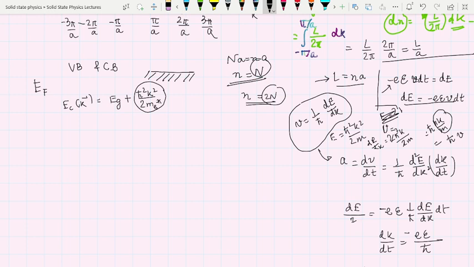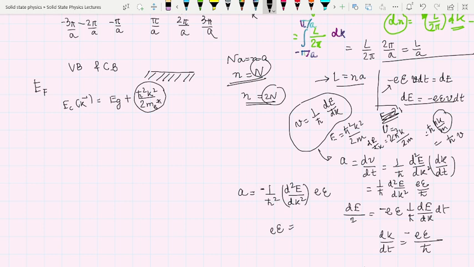Okay, now dv/dt means (1/ħ) d²E/dk² times dk/dt. So we can place the value of dk/dt: (1/ħ) d²E/dk² times eE/ħ. So 1 by ħ² d²E/dk² into eE. This is the acceleration. Now for a free electron, what we can say, this is the force.